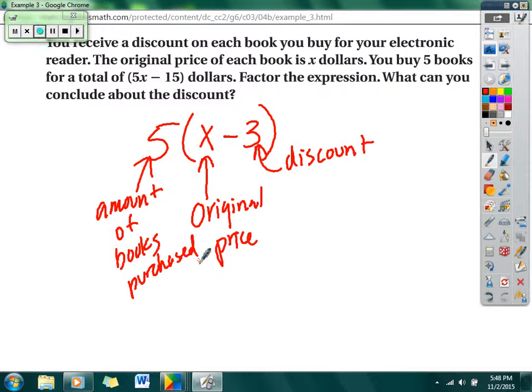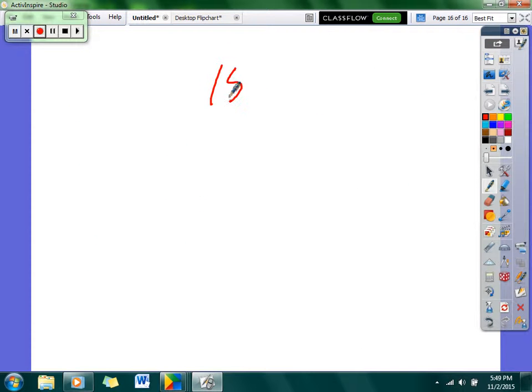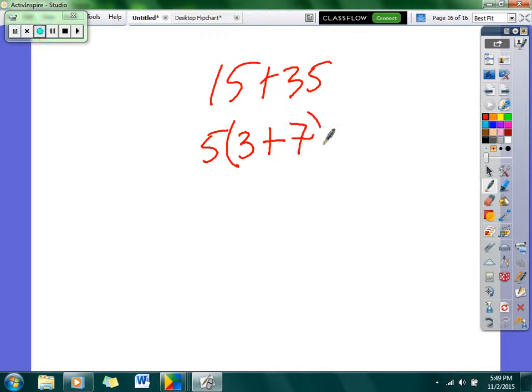Let's factor 15 plus 35. So what do both 35 and 15 have in common? They have 5 in common. So what times 5 is 15? 3. What times 5 is 35? 7. That's the factor, okay?